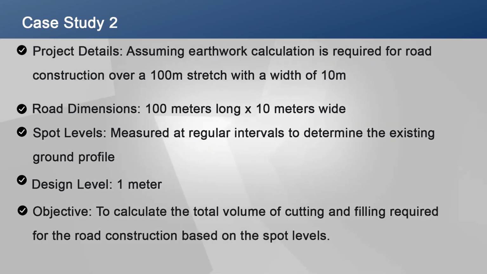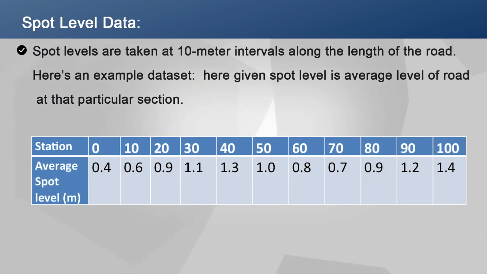Now, what is our objective? Our objective is to calculate the volume of cutting and filling required for road construction based on spot levels at various sections. So, spot level data is with us. Spot levels are taken at 10-meter intervals along the length of the road. Here an example data set is given.